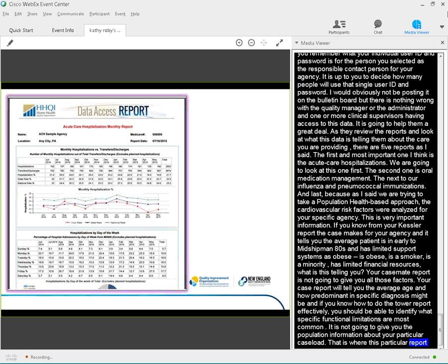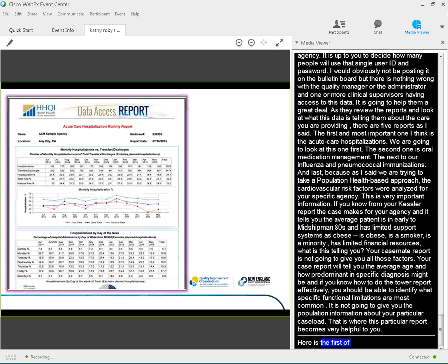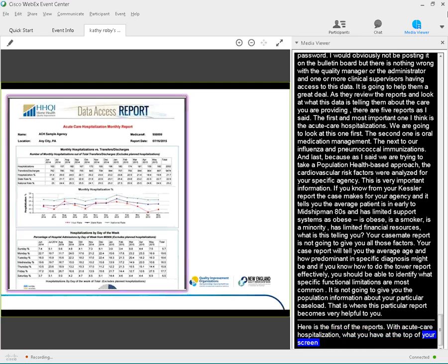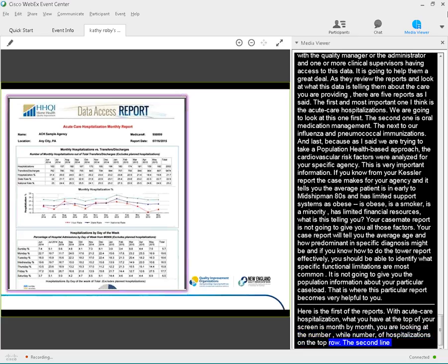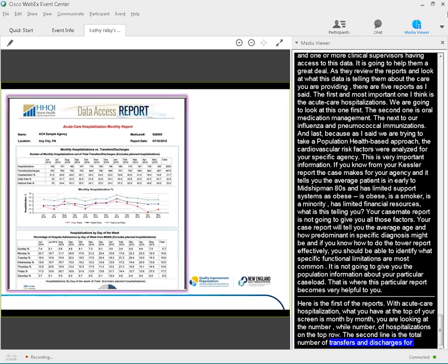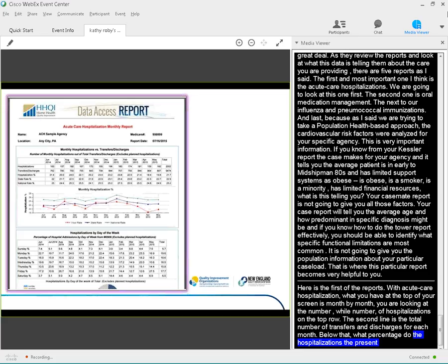Here's the first of the reports. With acute care hospitalization, what you have at the top of your screen is month by month, you are looking at the raw number of hospitalizations on the top row. The second line is the total number of transfers and discharges for each month. Below that, what percentage do the hospitalizations represent of those discharges? And then it looks at your state percentage and your national percentage as compared to yours.